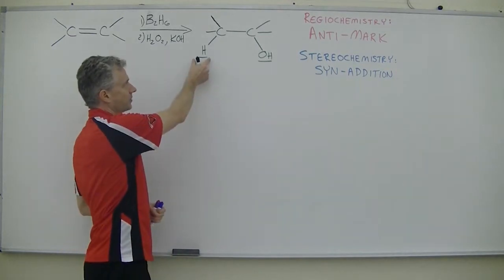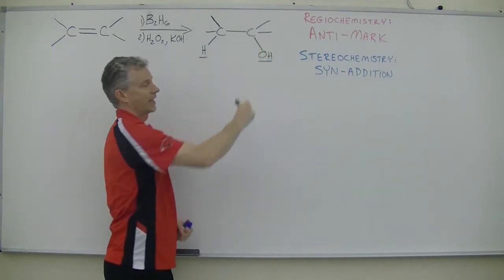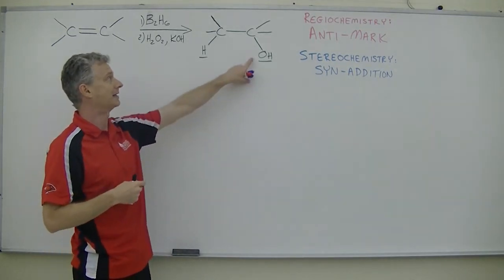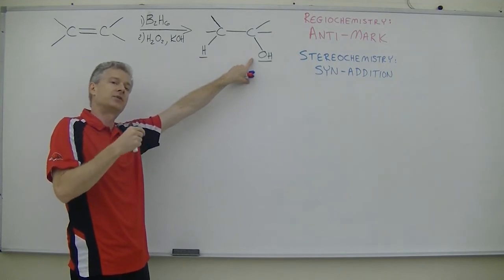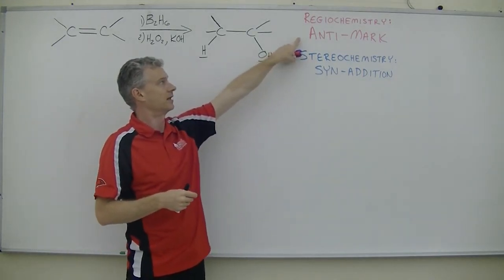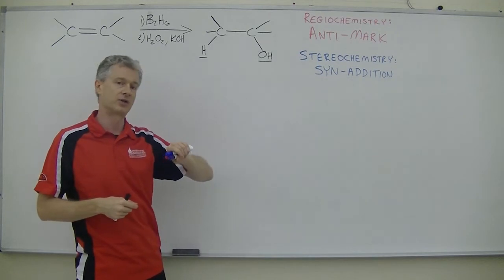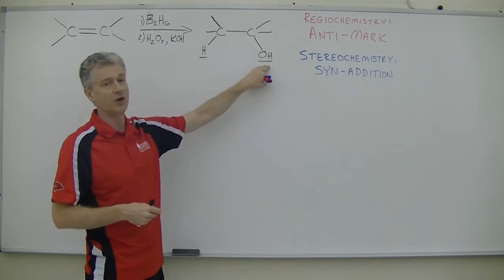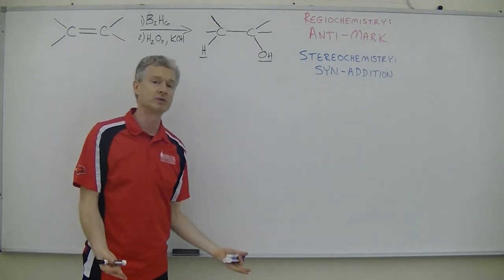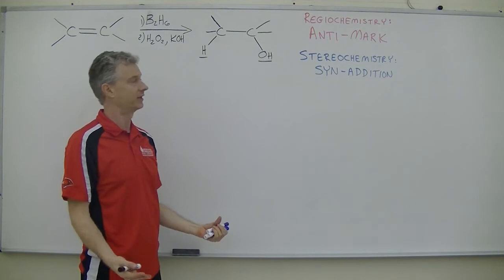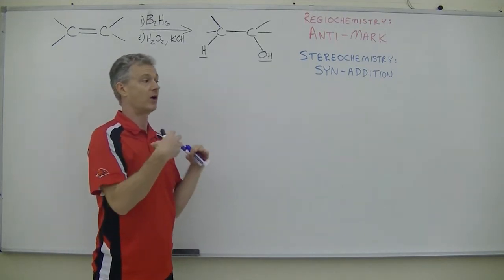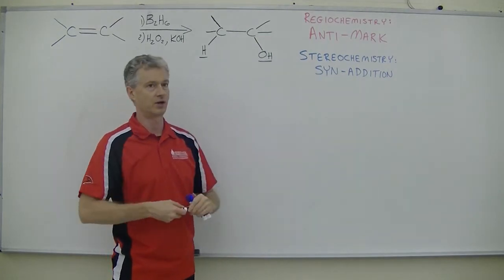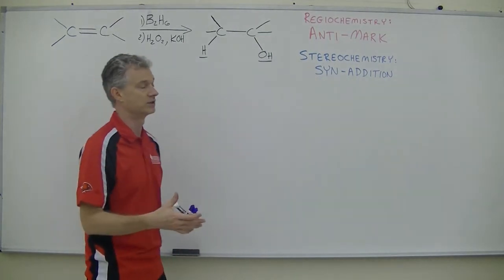Hydration also adds a hydrogen to one side and an OH or alcohol group to the other carbon in the alkene. However, we add the OH to the less substituted carbon, which makes it anti-Markovnikov. This reaction also has a stereochemistry, in particular it's syn-addition. The hydrogen and the OH are added simultaneously, effectively. And so that means that they are added to the same side of the original alkene, so they're syn to each other.